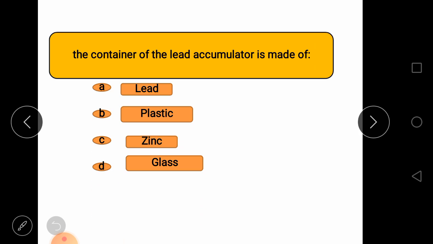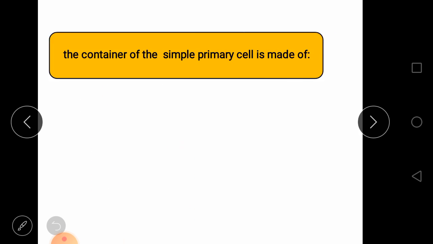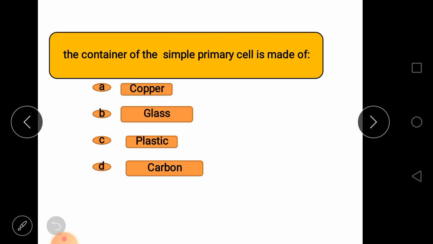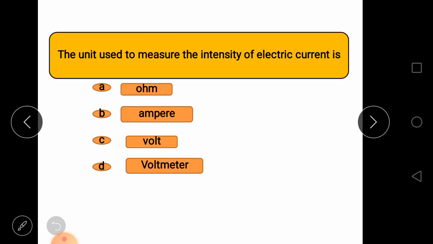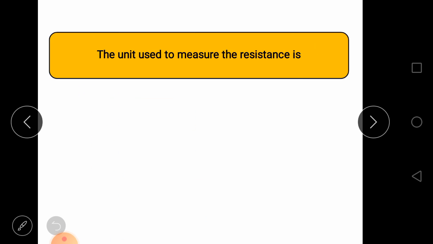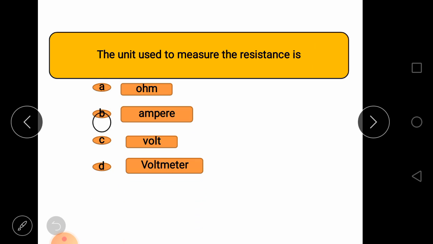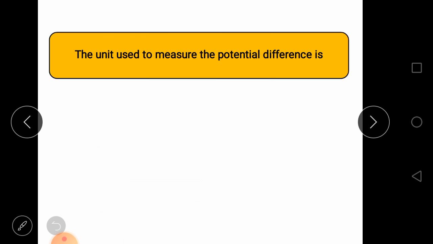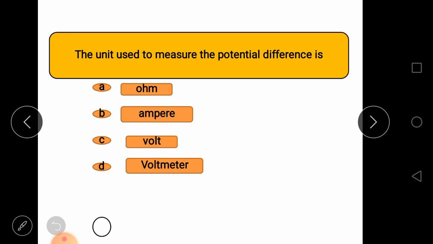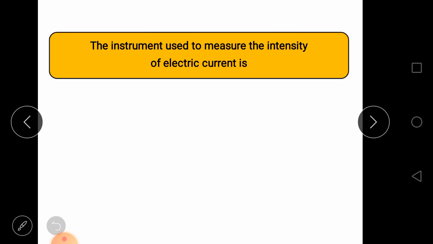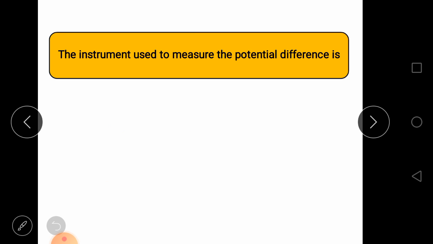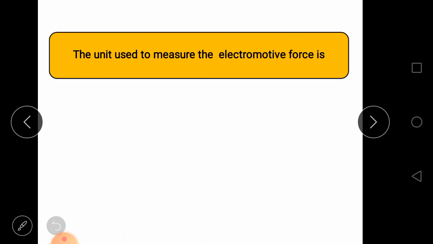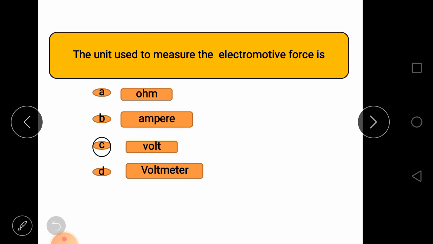The container of the lead accumulator is made of plastic. The container of the simple primary cell is made of glass. Yes. The unit used to measure the intensity of electric current is ampere. Yes. The unit used to measure the resistance is ohm. Yes. The unit used to measure the potential difference is volt. Good. The instrument used to measure the intensity of the electric current is ammeter. The instrument used to measure the potential difference is voltmeter. The unit used to measure the electromotive force is volt, because this is the unit.